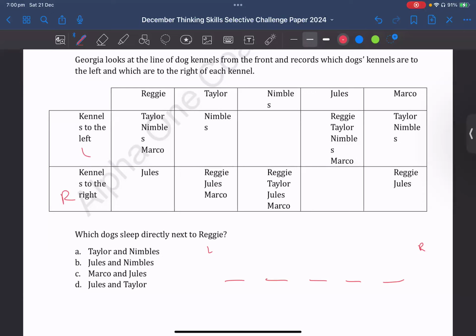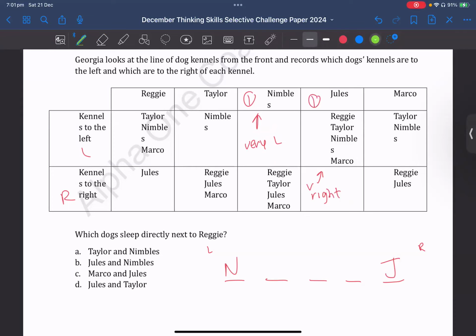So when I'm doing this question, I'm just going to quickly look at it. And I notice that Nimbles has no one to the left, which means this dog is on the very left. So Nimbles is here. This is my step 1. Now, Jules also has no dogs to the right, which is why Jules is on the very right. Alrighty, this is my step 1.